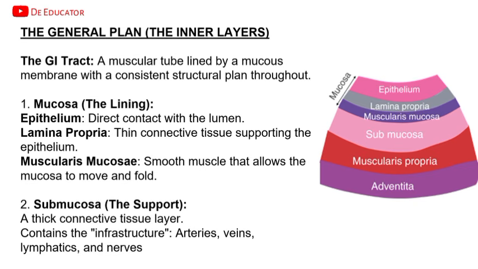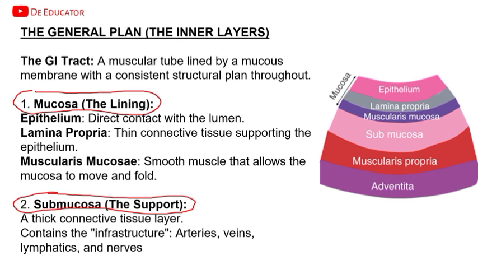The general plan in the gastrointestinal tract. We have already acknowledged that the gastrointestinal tract is a muscular tube, and this muscular tube is lined by mucous membrane with a consistent structural plan throughout. The consistent structural plan includes, number one, the mucosa. Mucosa is what lines the GIT, and then after mucosa, we have the submucosa. It is very easy to remember. For mucosa, then what is under the mucosa? You have the submucosa.